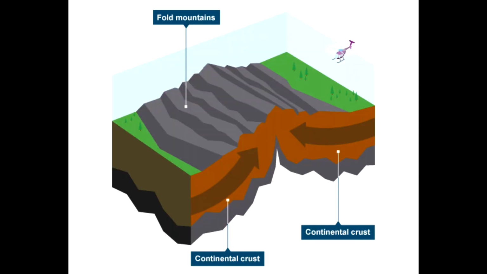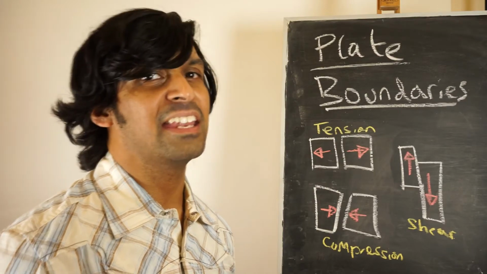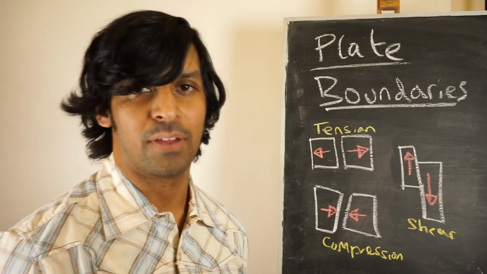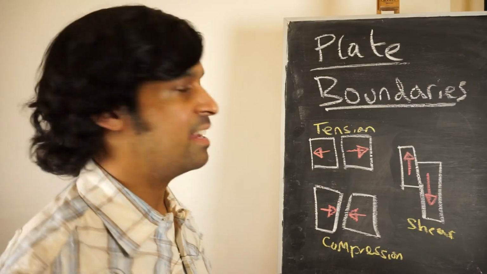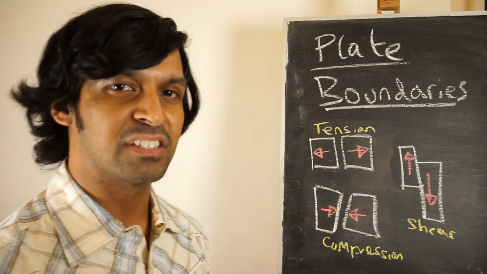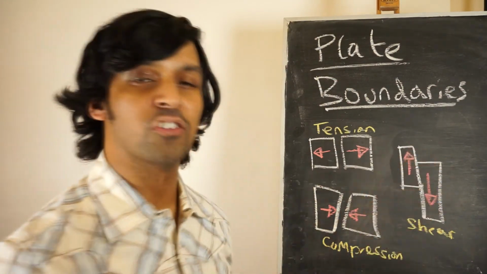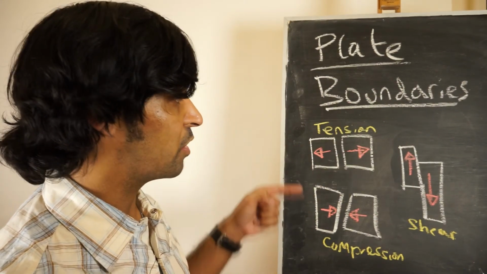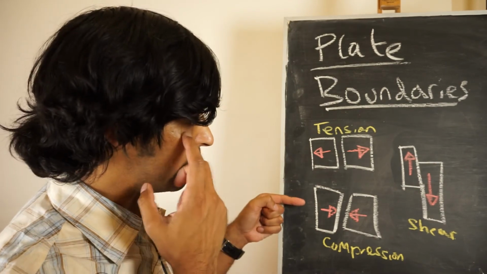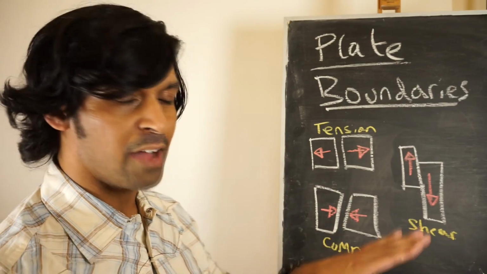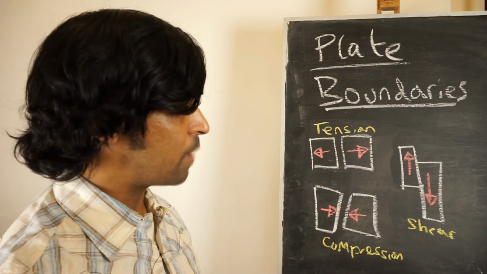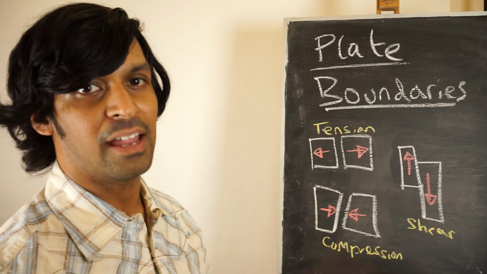With transform plate boundaries, you don't get any different type of land formation being formed. So you don't get any ridges, any trenches, any rifts, nothing happens. So this is called conservative. So we've got constructive, destructive. So constructive for the diverging, destructive for the compression, and for the transform you have conservative. So nothing happens, no landforms are being made. However, you do get earthquakes here.